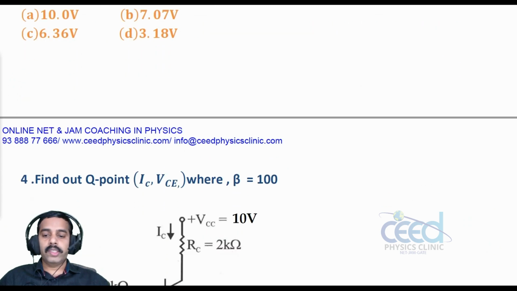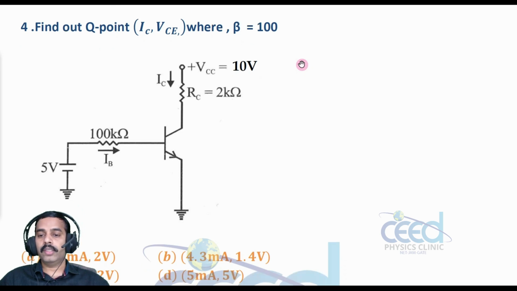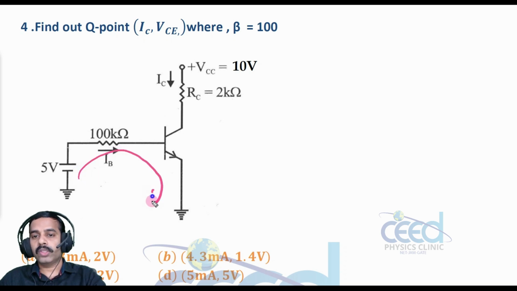So the next question is, find the Q point IC, VCE, where beta is given. Beta is equal to 100, right? So we can solve this IC, right? To know IC, we have to solve IB first. So let me apply the Kirchhoff rule across this junction.